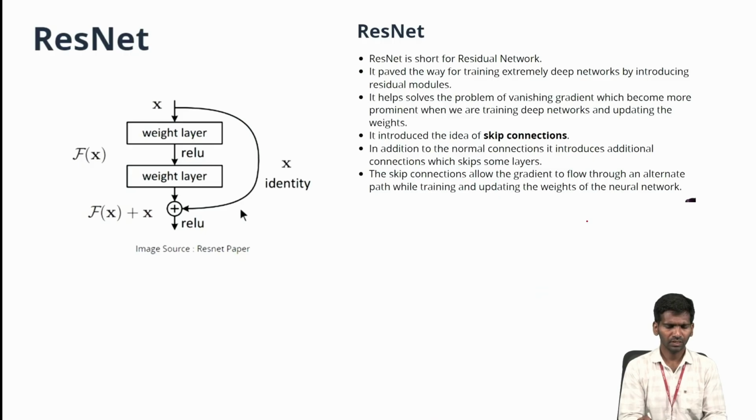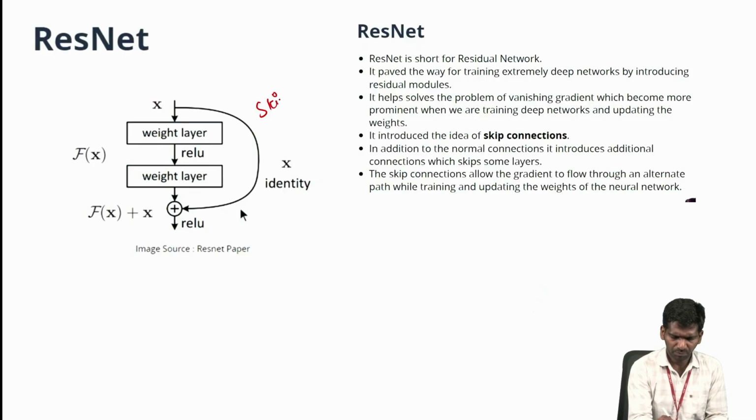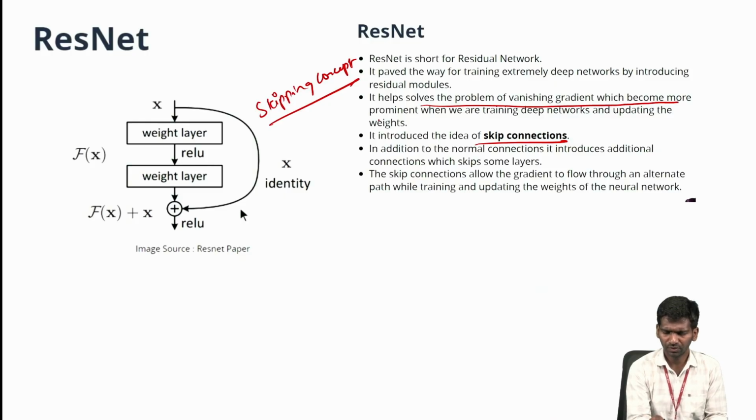The next and last architecture in CNN is ResNet. Here the skipping concept is used. So in ResNet we are using skip connections. It solves the vanishing gradient problem, which comes up in deep learning. So the vanishing gradient problem can be overcome using ResNet.